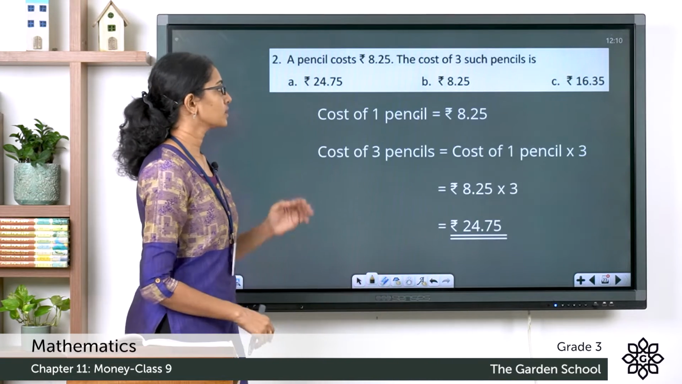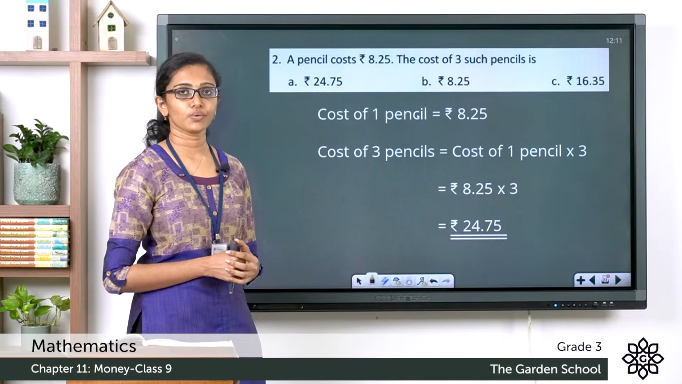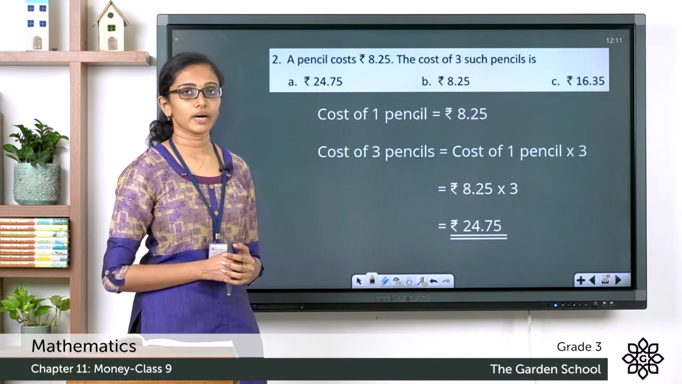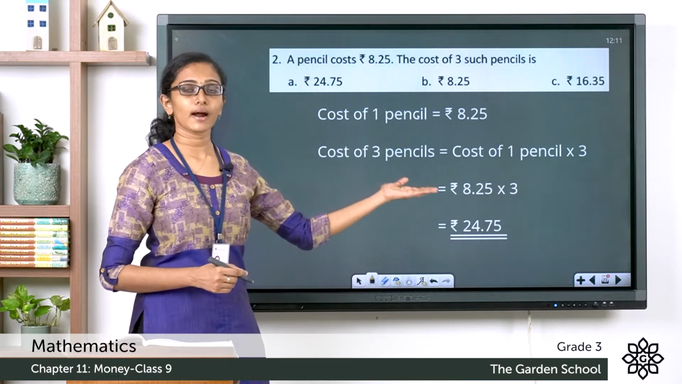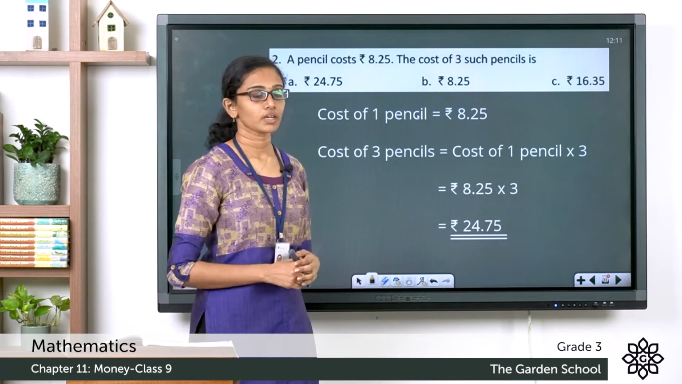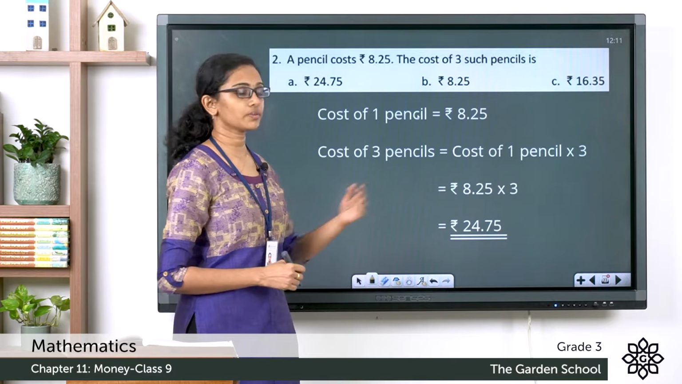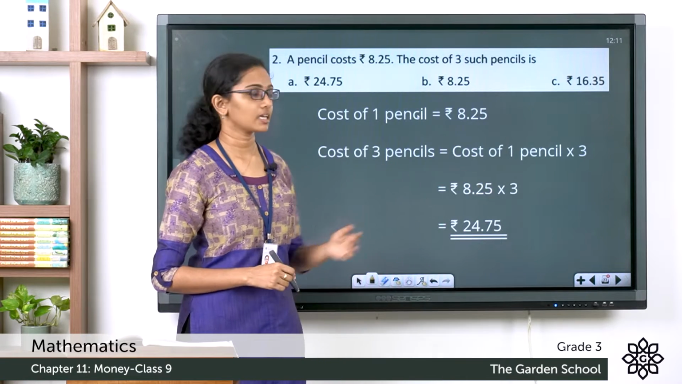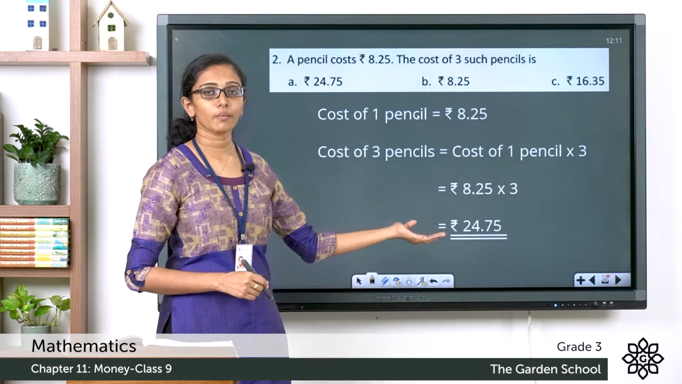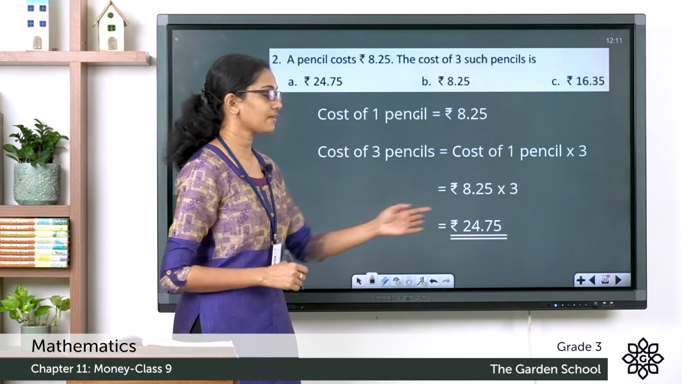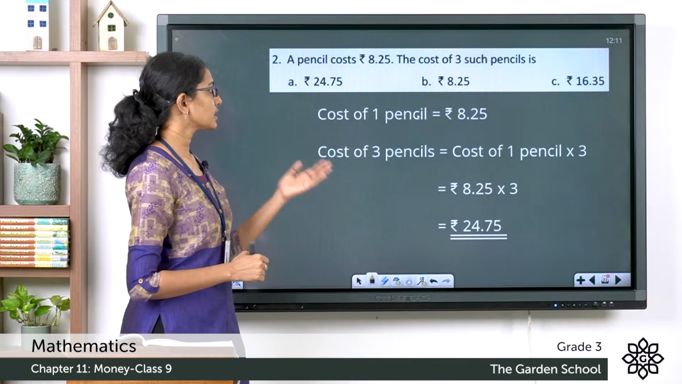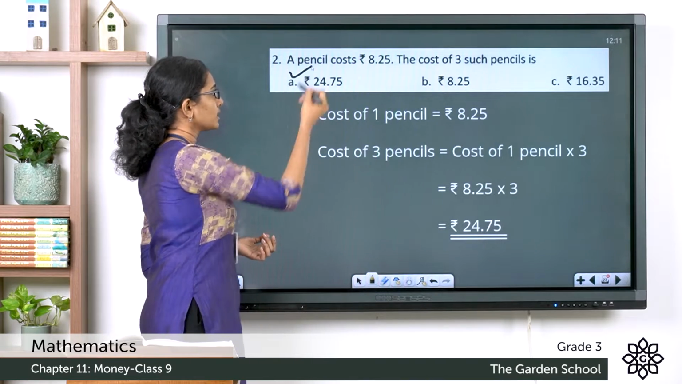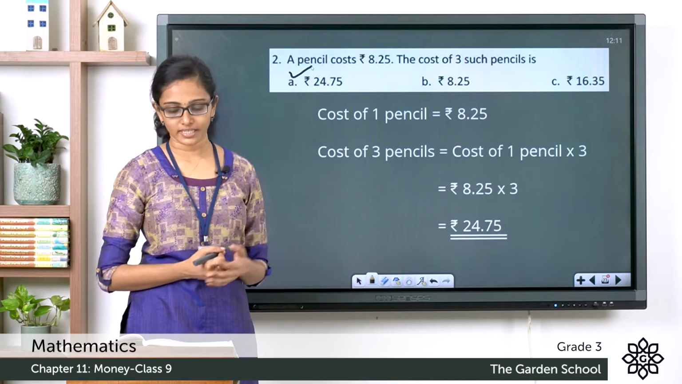Now let's see. So the cost of 1 pencil is equal to 8 rupee 25 paise. So the cost of 3 pencils will be equal to the cost of 1 pencil into 3. And that is equal to 8 rupee 25 paise into 3. And that equals a total amount of 24 rupee 75 paise. So the correct choice here is choice A. So you may put a tick mark on choice A.